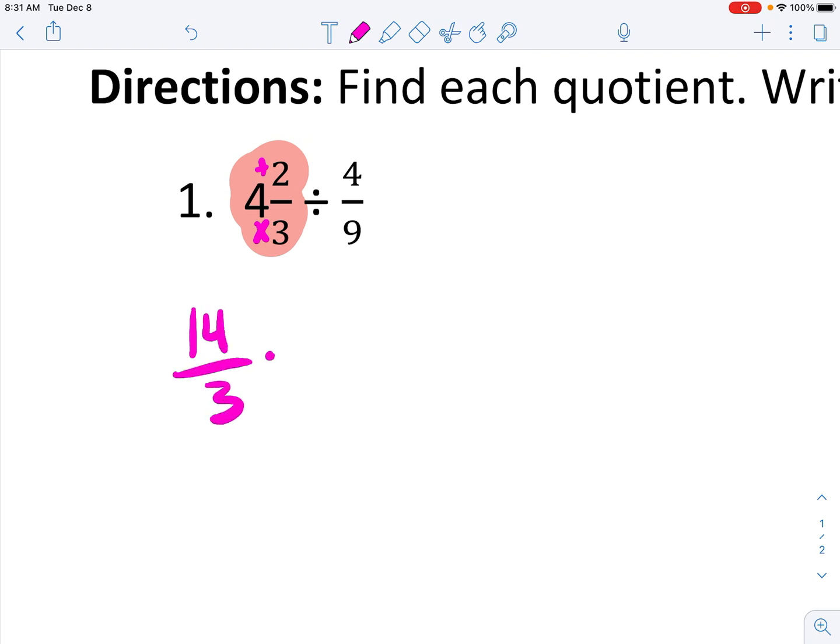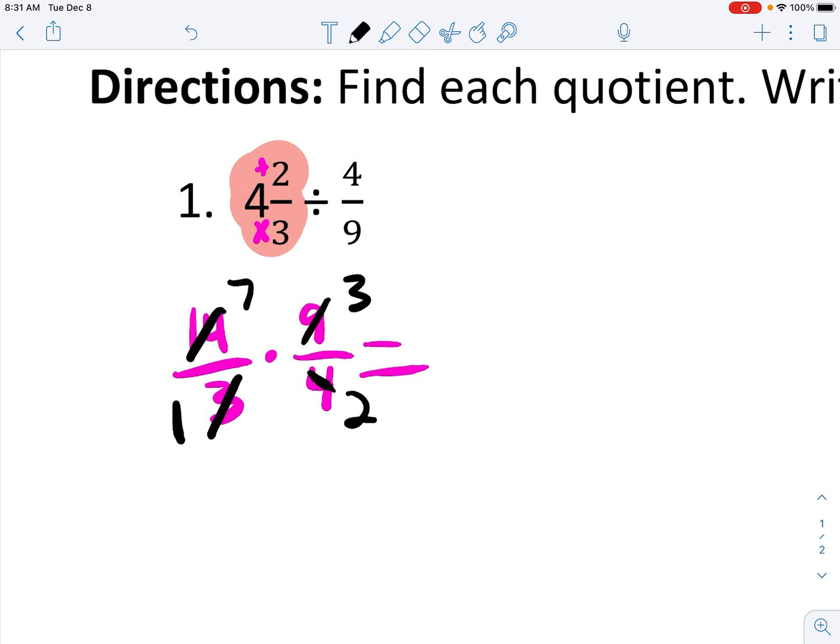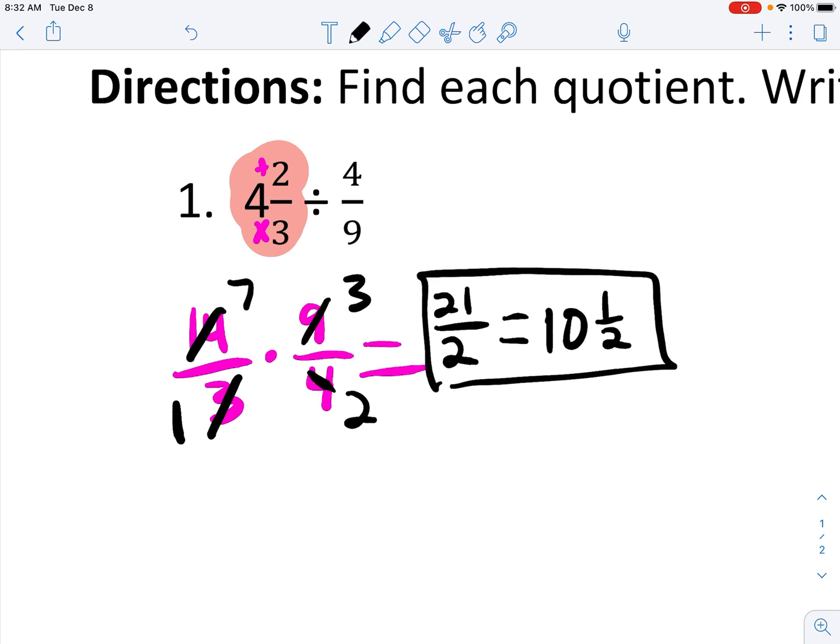Then I'm going to skip, dot, flip: 9 over 4. And then I multiply normally. I can cancel out, I can see the 3 and the 9. And 14 and 4 both divide by 2, so this is 7 and this is 2. I multiply across and I get 21 over 2. This is equal to 10 and 1/2. That is number 1.